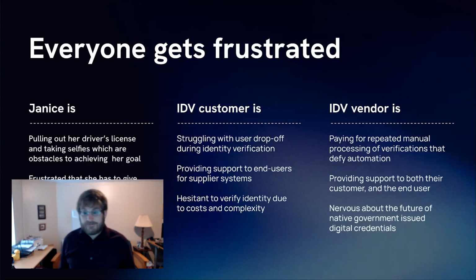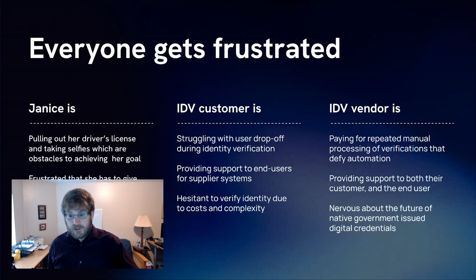Now the IDV vendor, they're also not terribly happy. Every time Janice needs to take a picture of a document, they've got a whole back-end system that has to be triggered. And some subset of these document verifications defy automation. So there's a whole manual process, and that has to be redone each time the document comes through. Similarly, they don't have a direct relationship with Janice when she runs into trouble. So they have to work through the IDV customer, the financial institution or the rental car company, in order to make sure that Janice succeeds at getting onboarded.